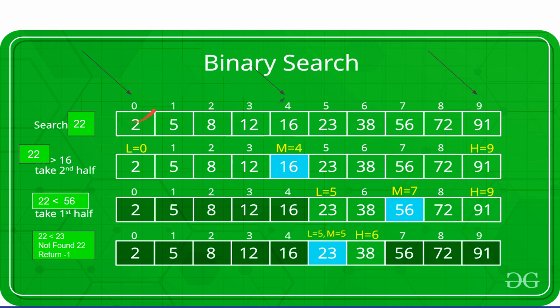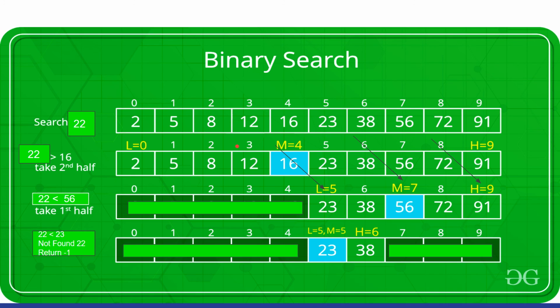So the starting index is 0, the ending index is 9, and the middle index comes out to be 4. Now you can see 22 is greater than 16. So we have to forget the array before.